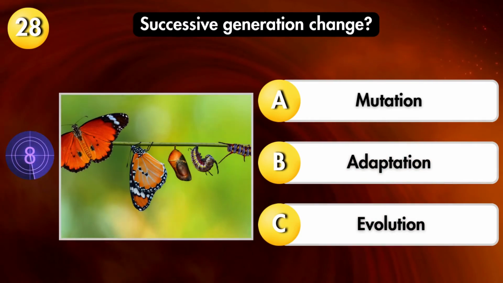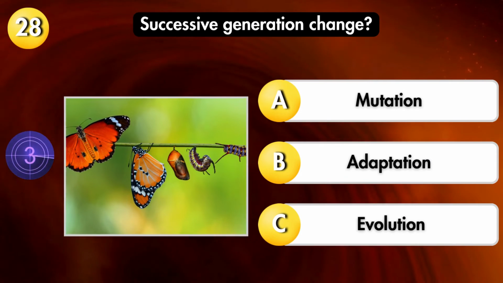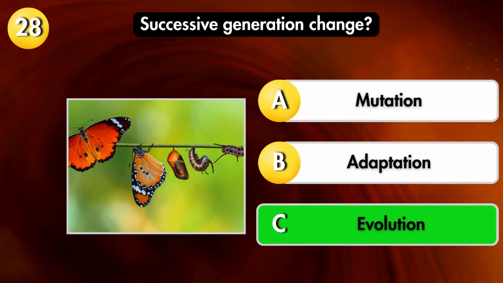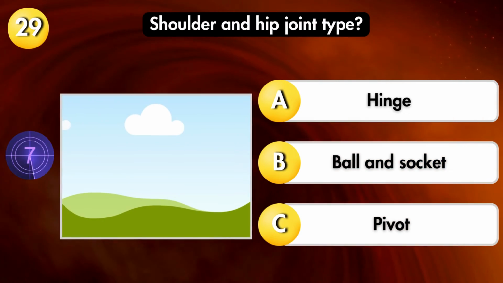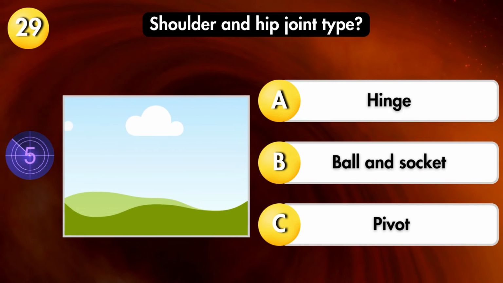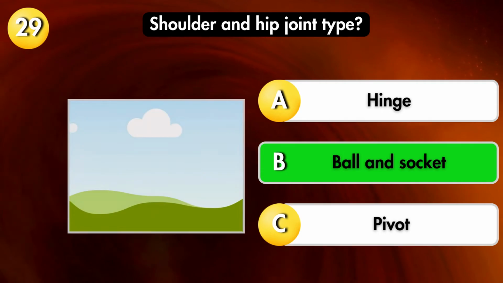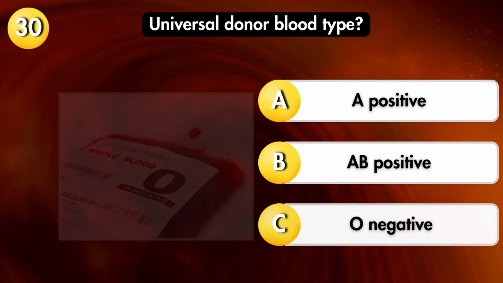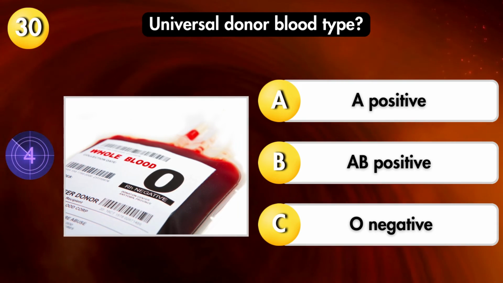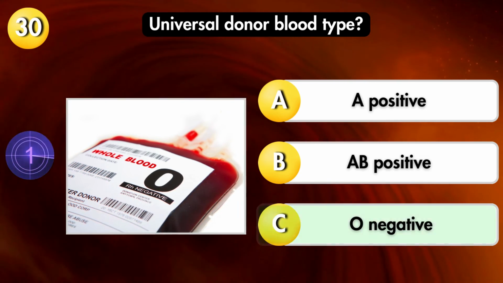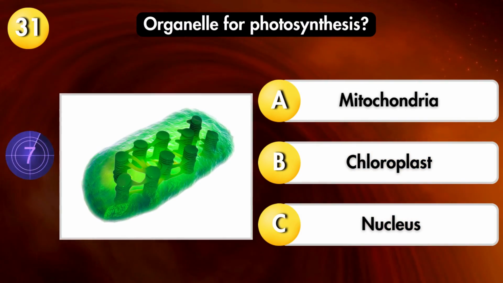Successive generation change. Shoulder and hip joint type. Universal donor blood type. Organelle for photosynthesis.